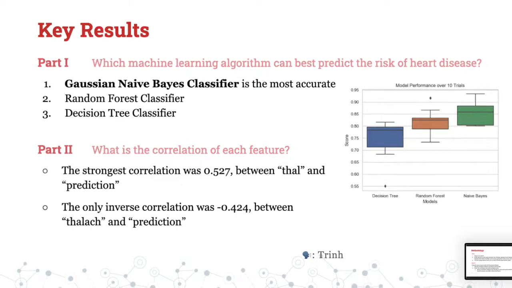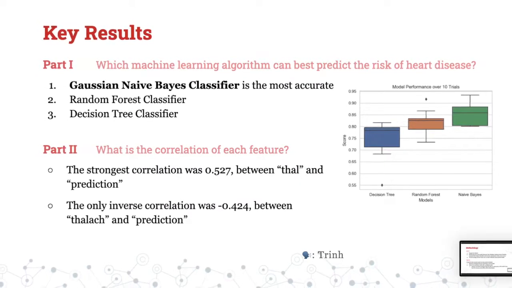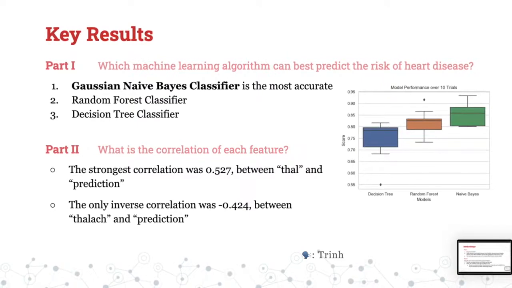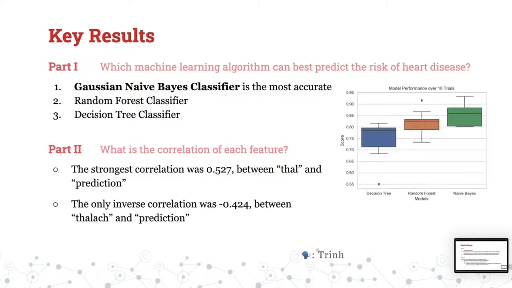Moreover, we also discovered an interesting fact that among all the other attributes, the maximum heart rate achieved is the only attribute that has a negative correlation of negative 0.424 with the risk of having heart disease.